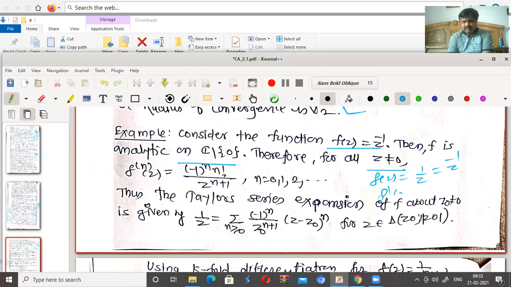1 by z means z raised to minus 1. What is f dash z? Minus 1 z raised to minus 2. What is f double dash z? Minus 1 minus 2 z raised to minus 3, and so on. So what will be f^(n) of z here? Minus 1 minus 2 up to minus n.